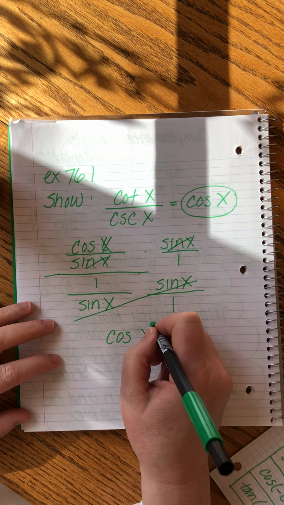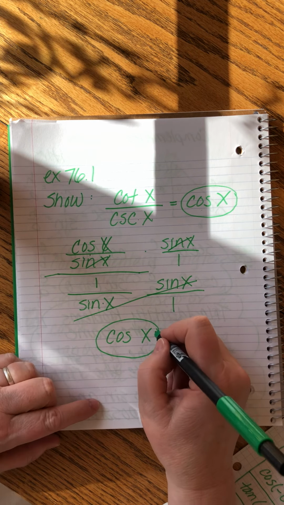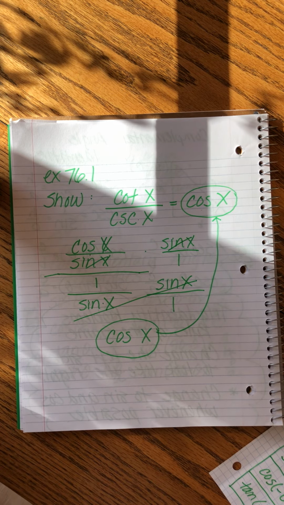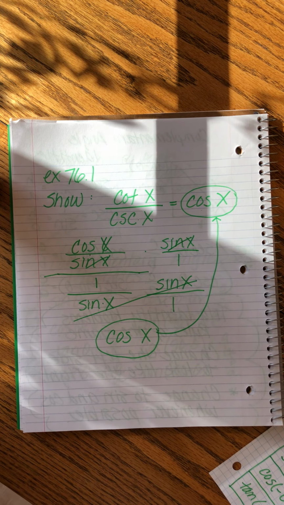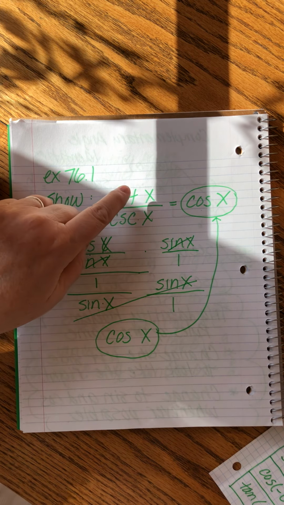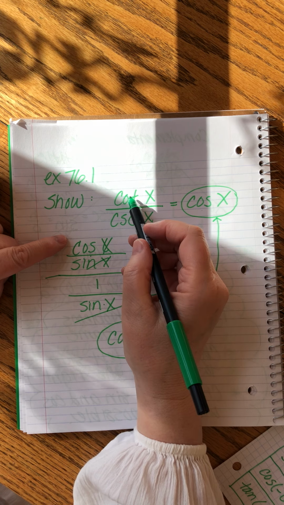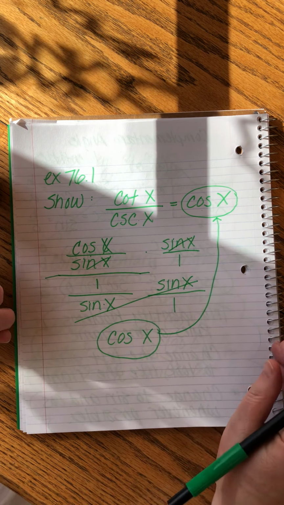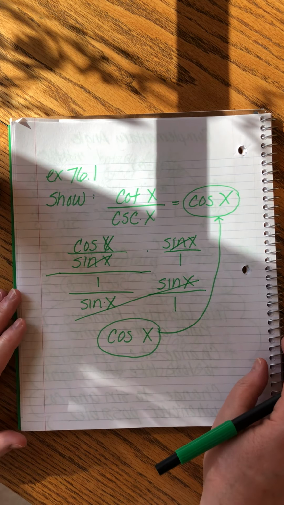Cosine of x. The way I show that I'm done is I circle my new simplified version on the left, and then I draw an arrow to show that it matches what was on the right. Okay? That was the first one. Some students like to write down the equation, or the identity rather, that they're using, which I think is a really good idea. I'll do that on the next one. Here I just wanted to help you focus on the simple layout.